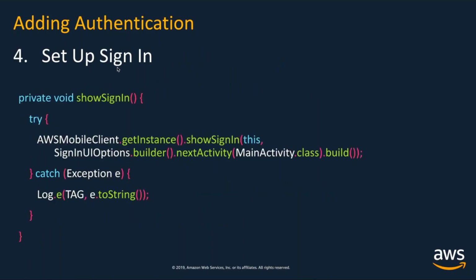Setting up sign-in with the drop-in UI is a one-liner. So here we have the mobile client. We just get the instance and call show sign-in. If you look closely, just beyond the Sign-in UI Options Builder, it says Next Activity. Here, we're just passing in main activity, but this is essentially saying after a successful sign-in, navigate to this next activity.